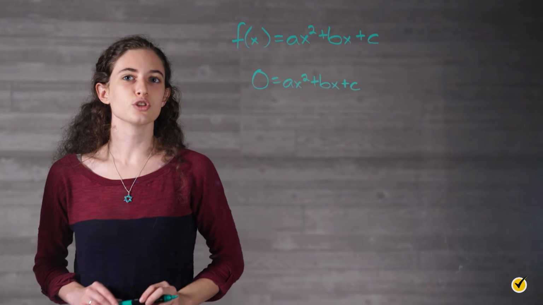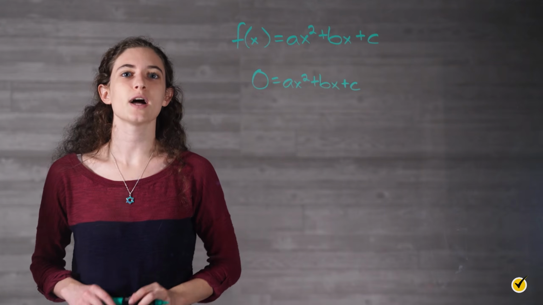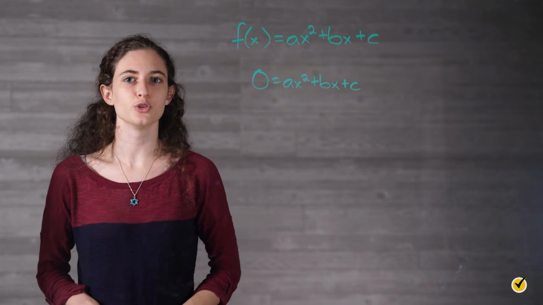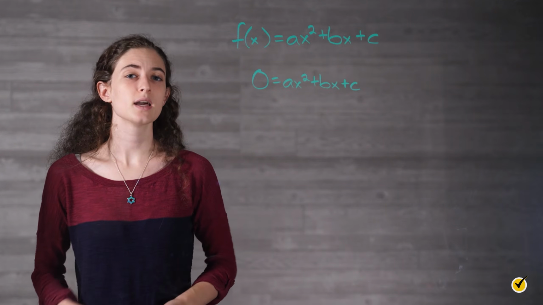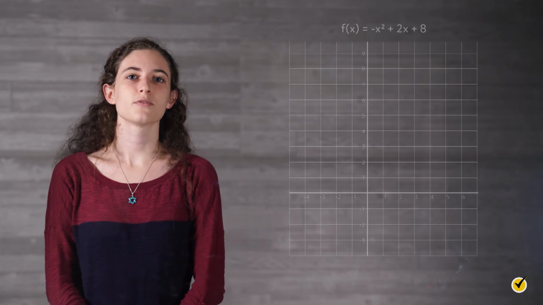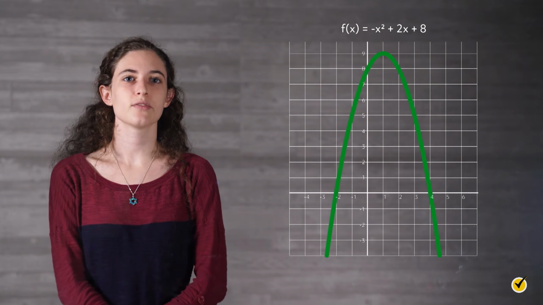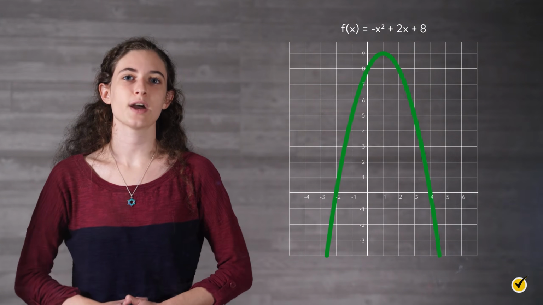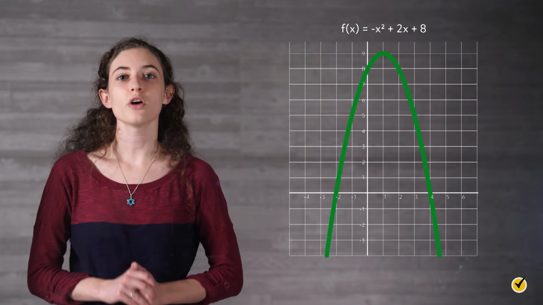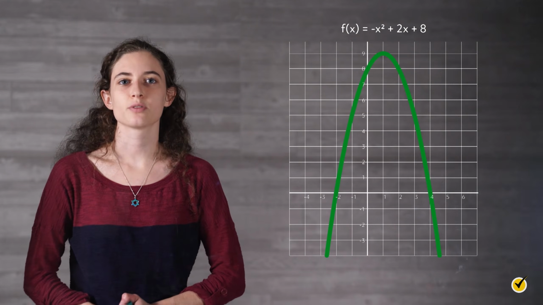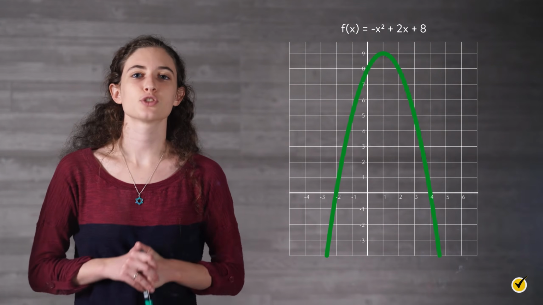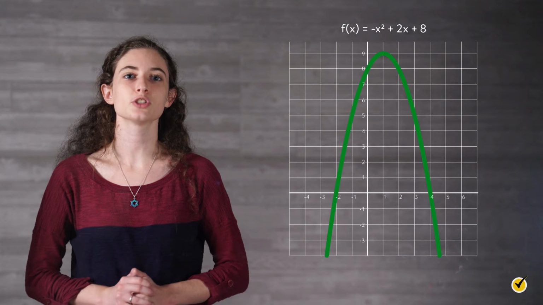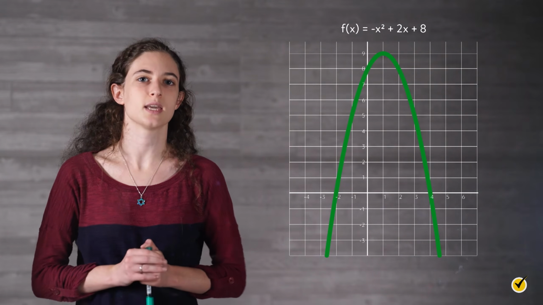In other words, the solutions to a quadratic equation are the values that make the quadratic function true when f of x, or y, is equal to 0. This is the function f of x equals negative x squared plus 2x plus 8. Every point on the graph satisfies this equation. Solving 0 equals negative x squared plus 2x plus 8 gives us two solutions, because the function equals 0 only when it crosses the x-axis.